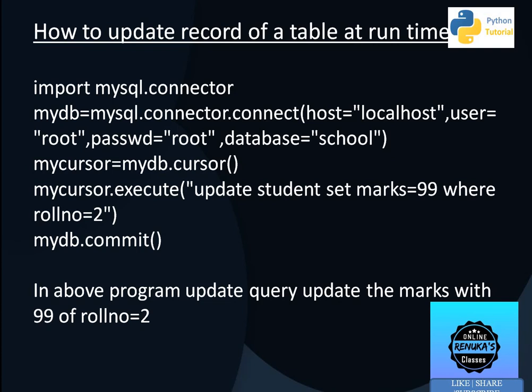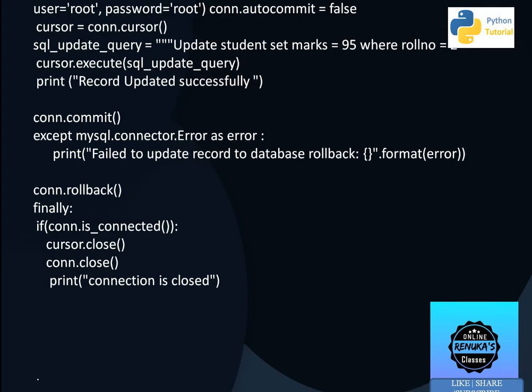Similarly, update. If we want to make changes and set the marks for roll number 2 as 99, we can give this command for SQL, and after making the changes we can give commit. So the connectivity steps are the same: import, then connection, then my cursor object, then execute the SQL command, and after that perform commit to save the changes. In this way update changes can be saved.